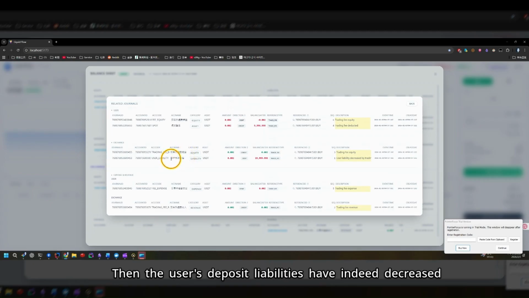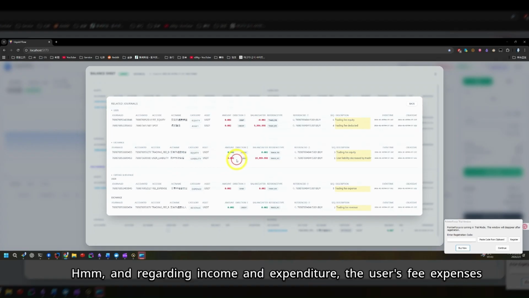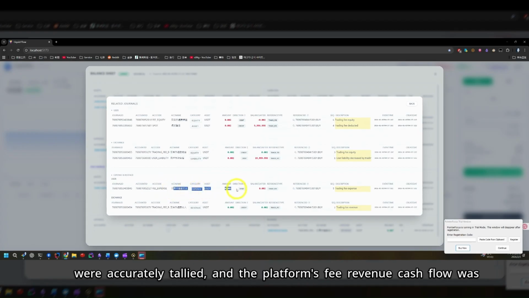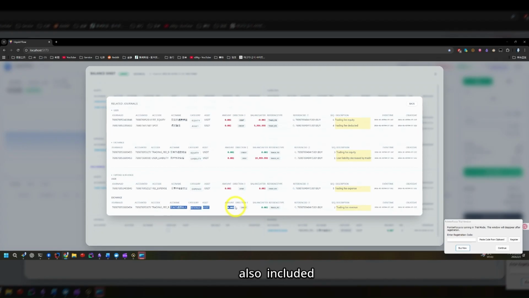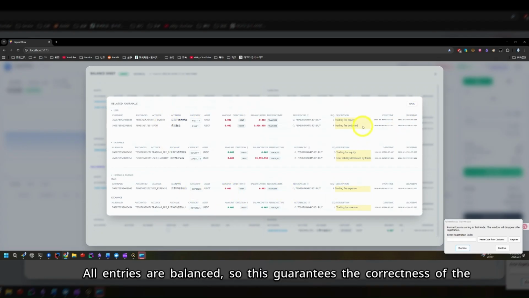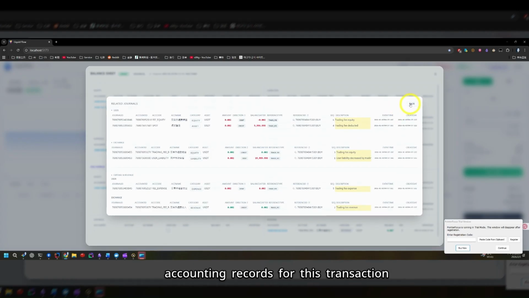Then the user's deposit liabilities have indeed decreased. And regarding income and expenditure, the user's fee expenses were accurately tallied, and the platform's fee revenue cash flow was also included. All entries are balanced, so this guarantees the correctness of the accounting records for this transaction.